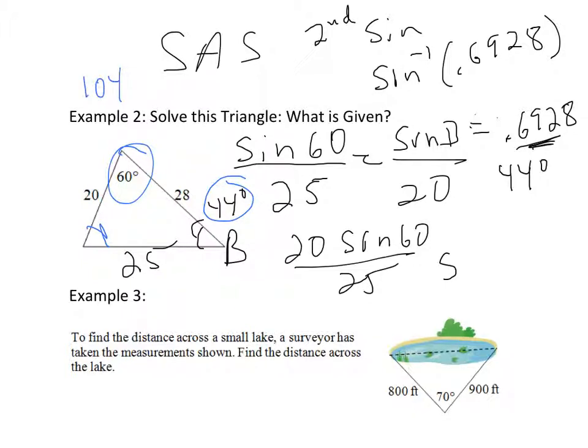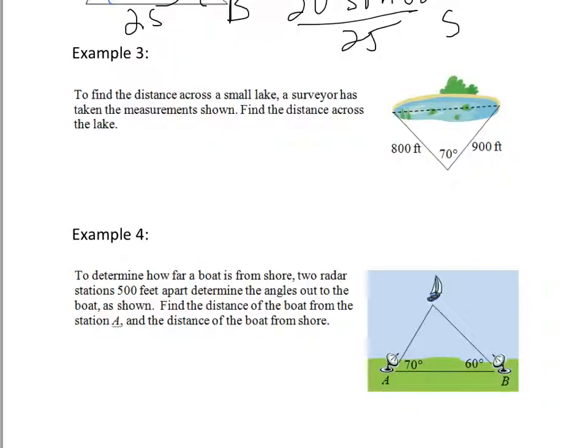180 minus 104 is 76 degrees. So now we get a couple of word problems. They're nice. They give us the picture. What I'm seeing with this one is I've got an angle in between two sides, so that's a side-angle-side pattern. I'm looking for the side opposite this angle, so that's a law of cosines.